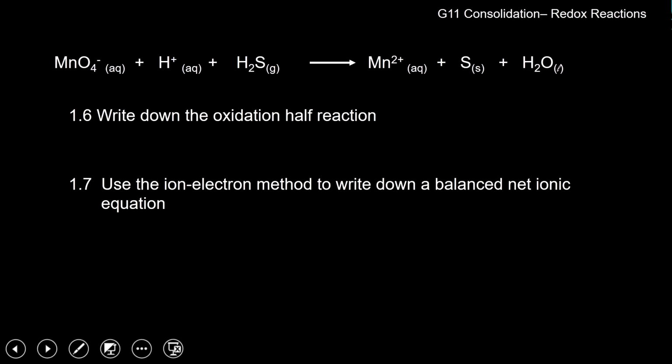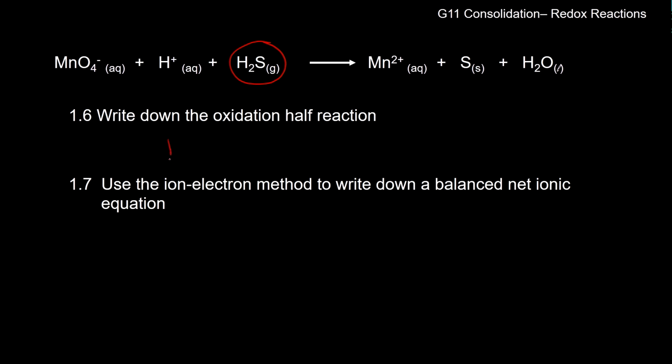We want to move on. Write down the oxidation half reaction. So for the oxidation half reaction, we have already seen that the sulfur in the hydrogen sulfide is the thing that is being oxidized.